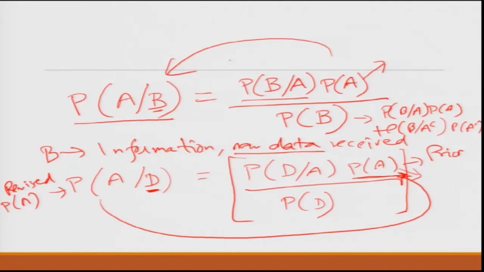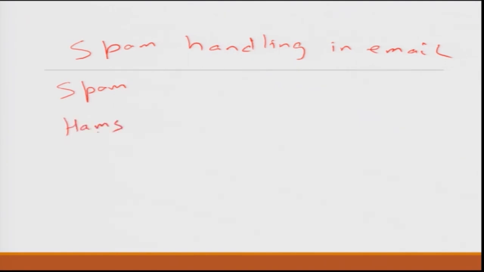So, let us take for an example a case of spam handling in email. Say for example, you get a lot of mails, some mails are spams, the mails which are not spams are called hams, that is just a lingo. Suppose you got one objectionable word, for example, let the word be virus. Basically you make a rule, or you know that if a word virus comes in the mail, then there is a high probability of the mail being spam. There can be other words also.